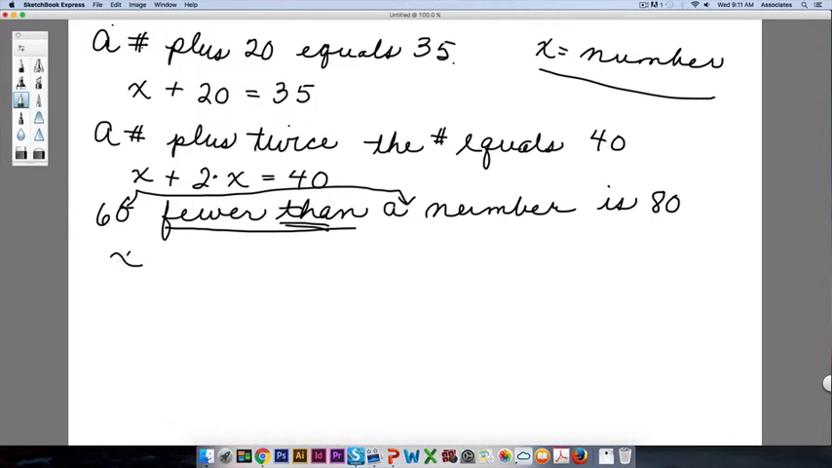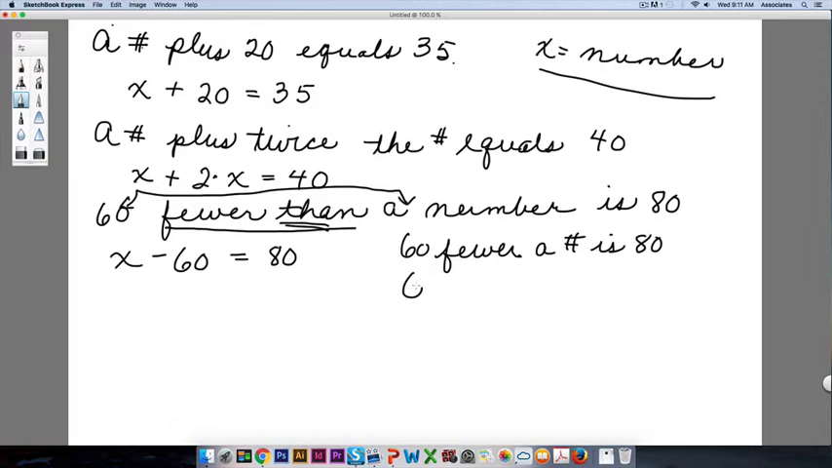So this is x minus 60 is equal to 80. So fewer than is very different than fewer. If this just said 60 fewer a number is 80, this would be what it looks like. It would be 60 minus x equals 80. That word than in English is very powerful. So be very careful when you come up to it.